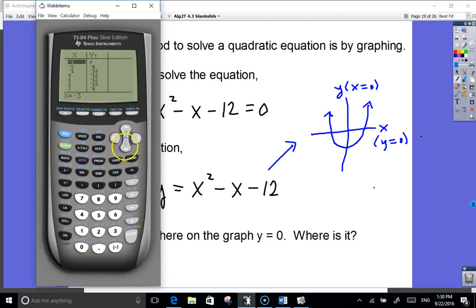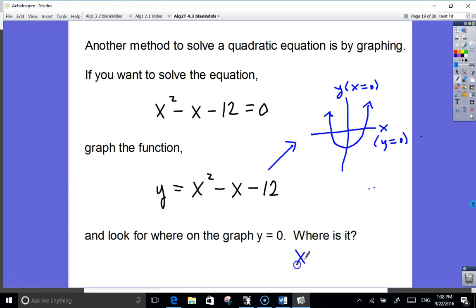And now scroll down to 4. And there, sure enough, when x equals 4, y equals 0. So where does y equal 0? The x-axis.